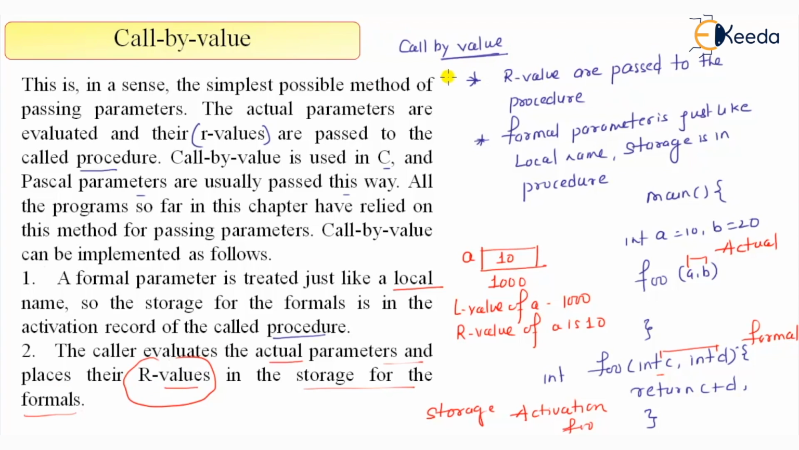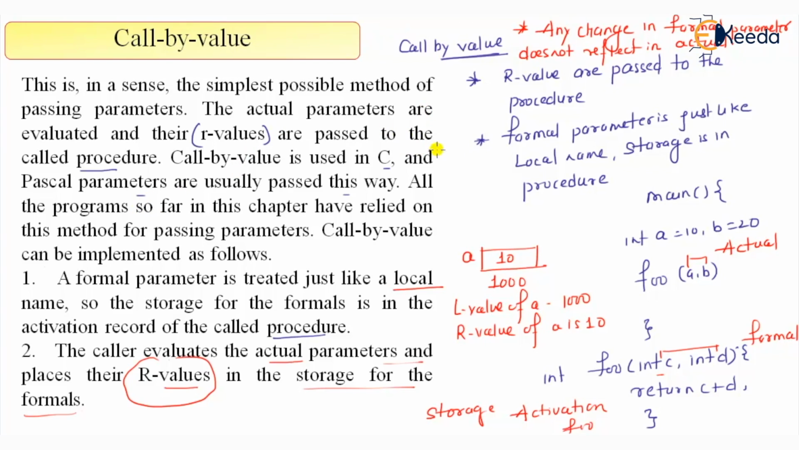One simple rule when we solve problems related to call by value: any change in a formal parameter does not reflect in the actual. So they are independent of each other.